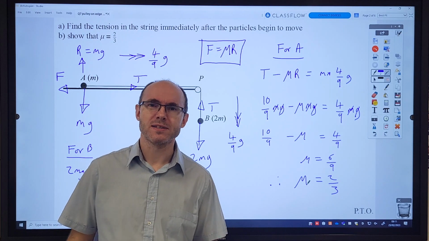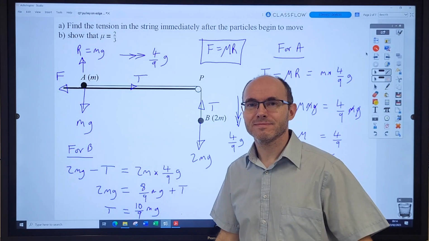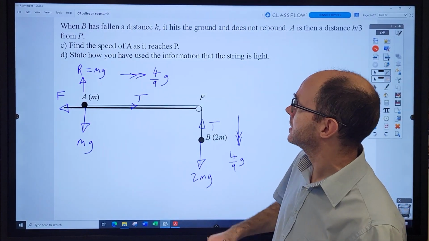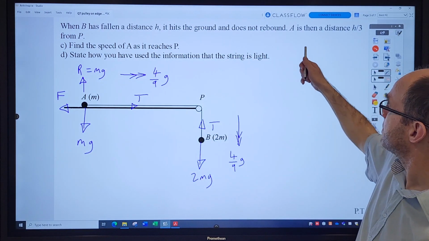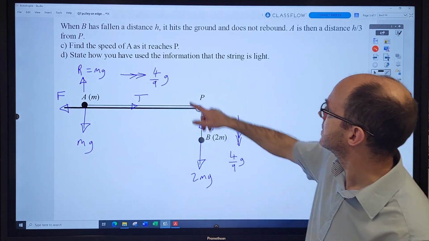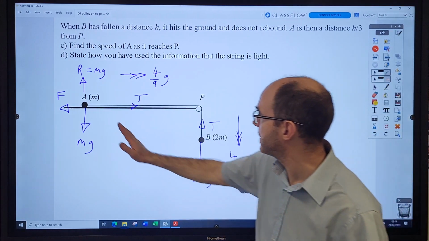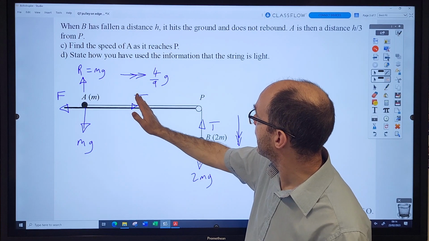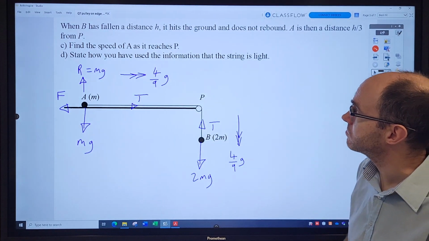I'm going to pause now while I set up the next part of the question. Okay, back again. So here, this is what I set up. So next, when B has fallen a distance h, it hits the ground, does not rebound. So B hits the ground, that's it, falls h in distance. A is then a distance h/3 from P. So basically, A is moving, of course, when B hits the ground. There's a distance of h/3 from P. Find the speed of A as it reaches P.